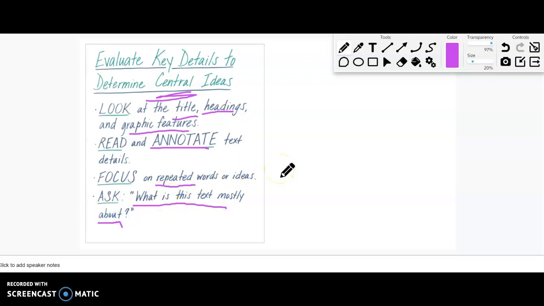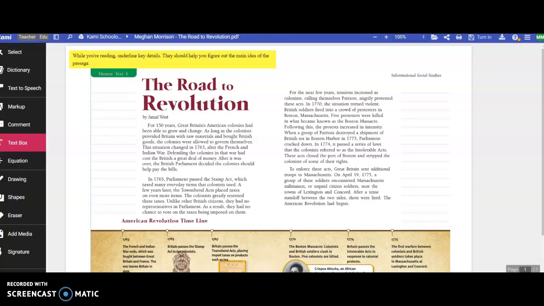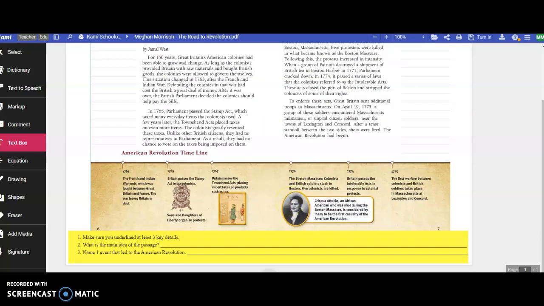Now remember, main idea is a sentence. It is a thought. The main idea is not the American Revolution. That's the topic. It's what it's about, but it's not the main idea.